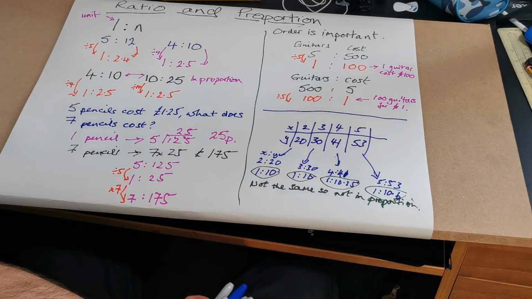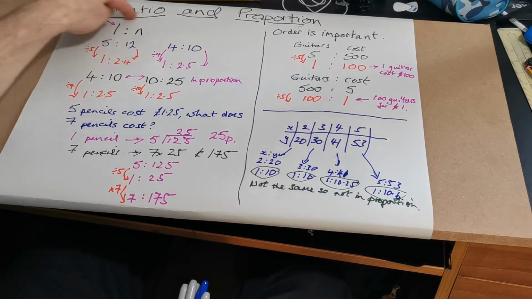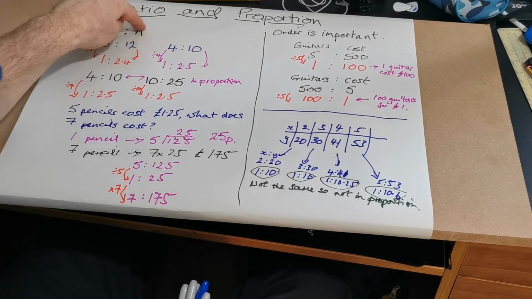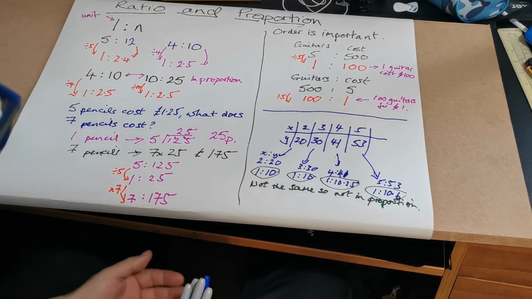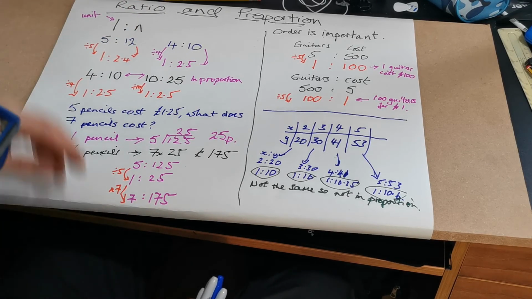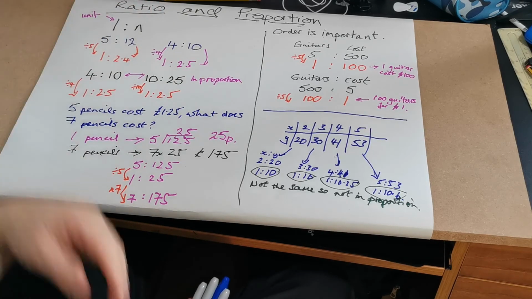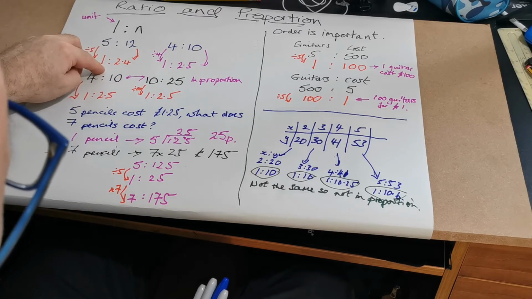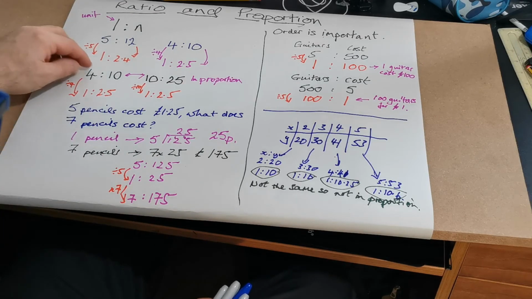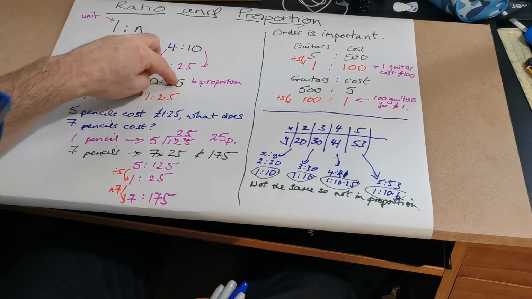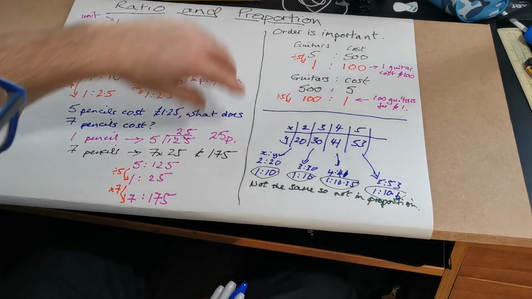So coming back to just recap quickly, the unitary ratio, the 1 to something way of writing something, is really important. If I can boil every ratio down into a 1 to something, I can make comparisons between the ratios. For example here, 5 to 12 and 4 to 10, are they the same? It's really hard to tell until you break it down into a 1 to 2.4 and 1 to 2.5, and you can see that they weren't the same. And on this one, 4 to 10 and 10 to 25, because they both break down to 1 to 2.5, they're in proportion.